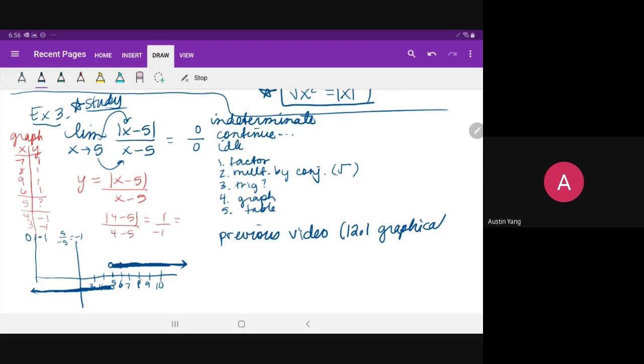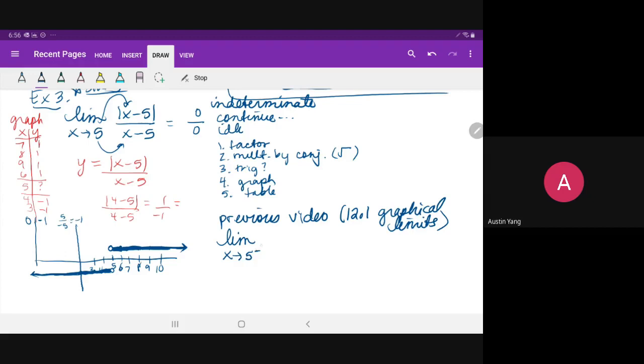So what we're doing in actually 12.2 is finding the limit as x approaches 5 from the negative side. And then you can put the equation or you could just put f of x. And then you put the limit as x approaches 5 from the positive side. And again, you could put the equation or you can put f of x. Okay, so the negative side would be the left side. So that would be this side heading towards 5.